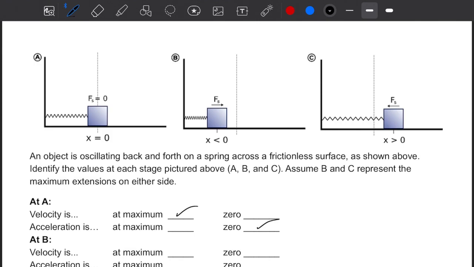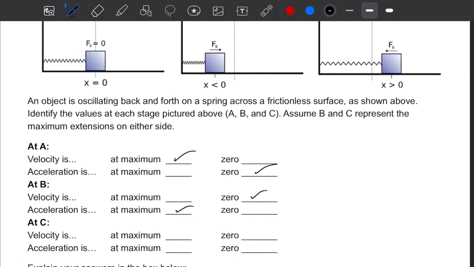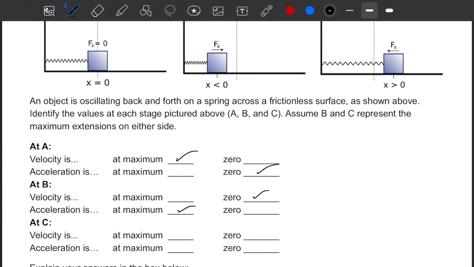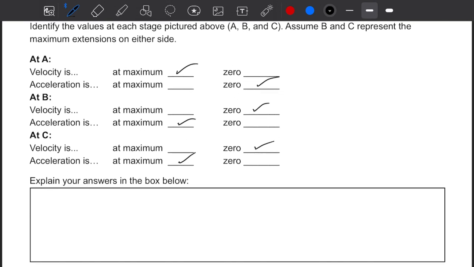So at equilibrium, we're at maximum velocity, 0 acceleration. At position B, we've got 0 velocity and maximum acceleration, just like at position C, because B and C are both at amplitude. So again, velocity 0, acceleration at maximum.